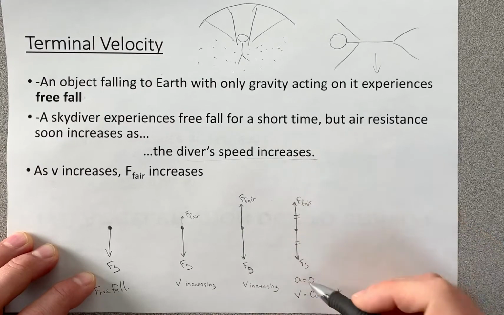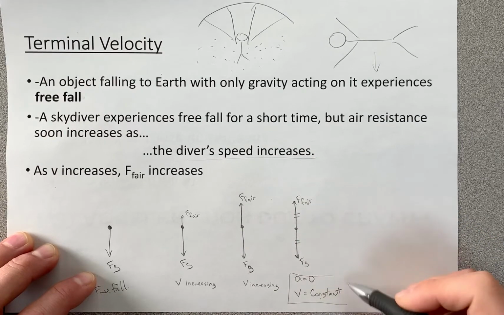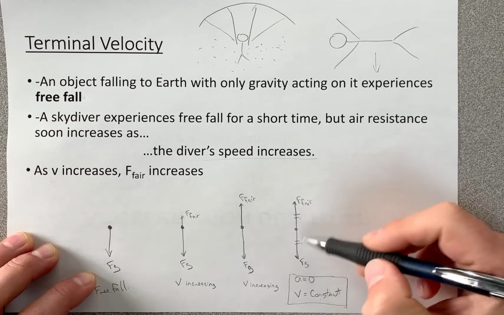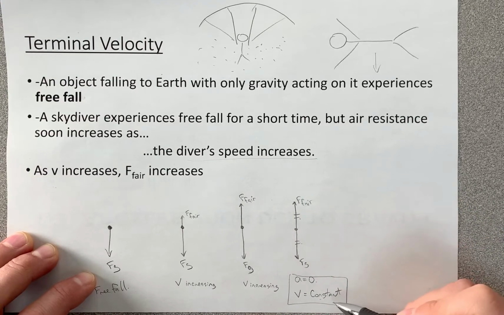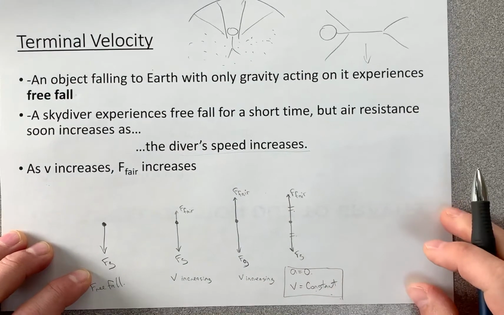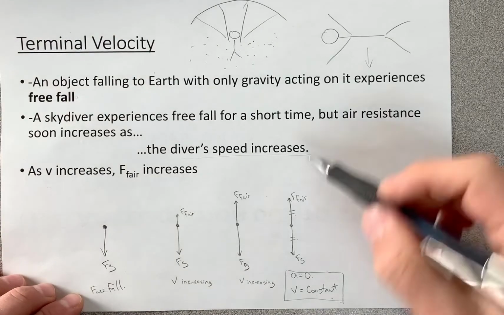Whereas here in this last case, let's maybe stick a box around it. Here in this last case, when the forces are balanced, acceleration becomes zero, velocity or speed becomes constant, and that is terminal velocity.